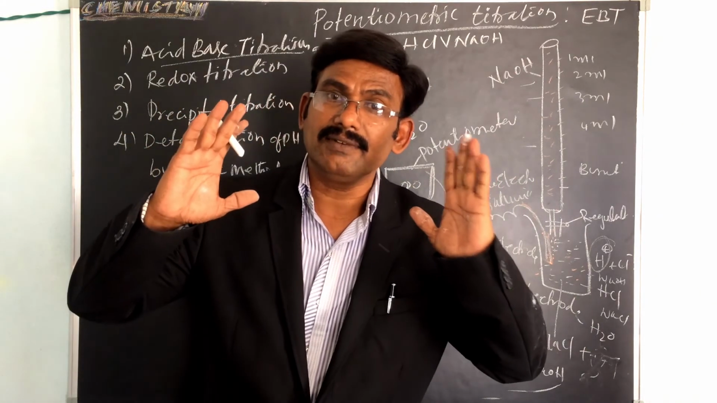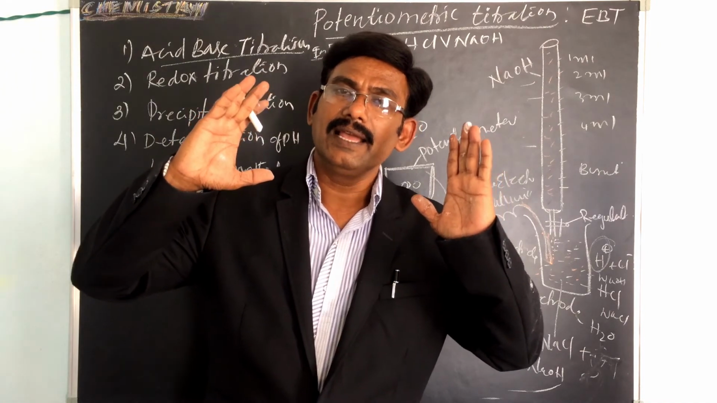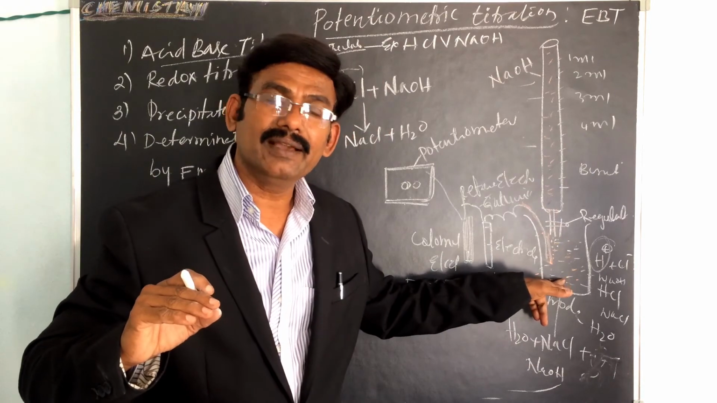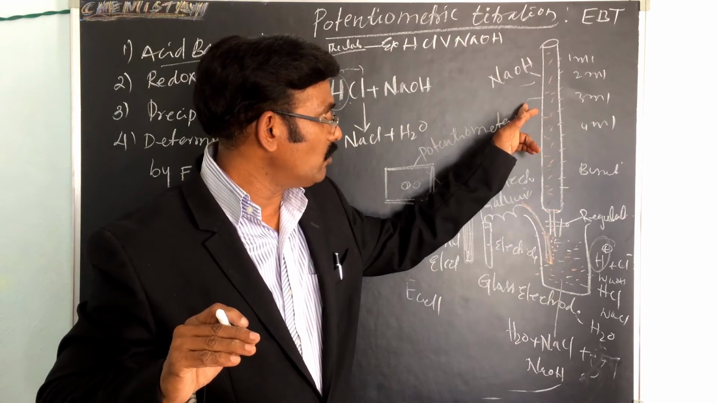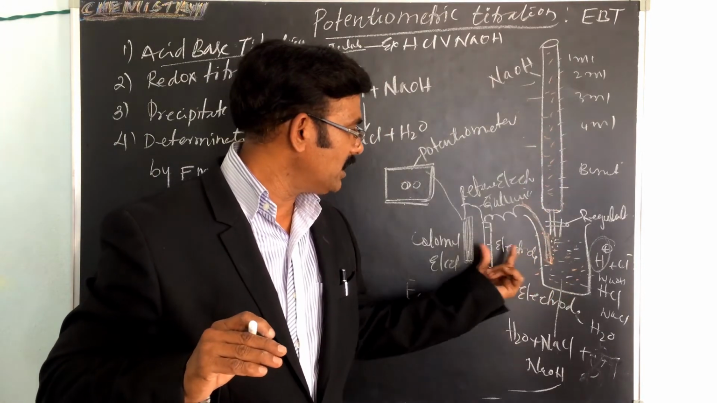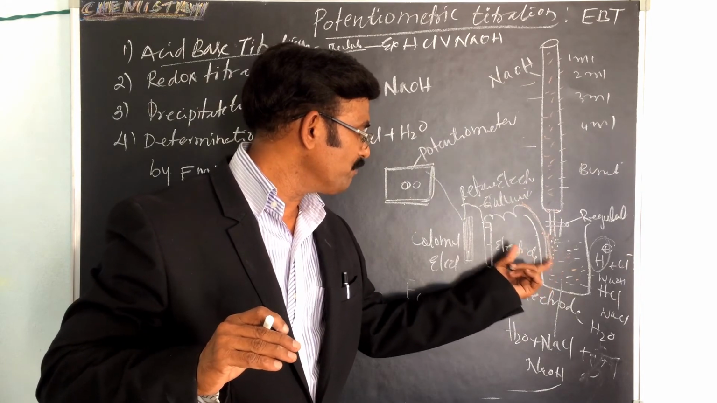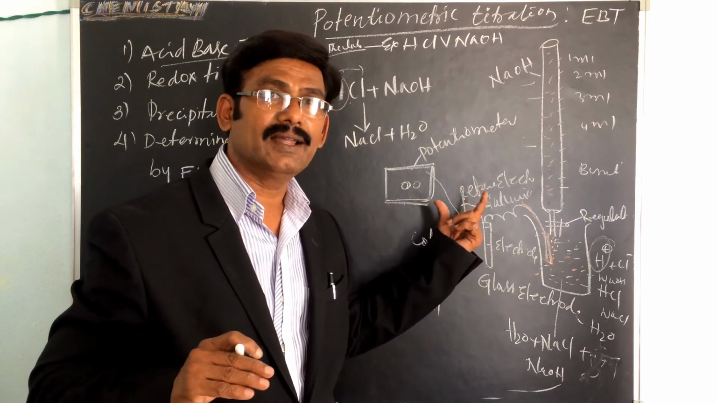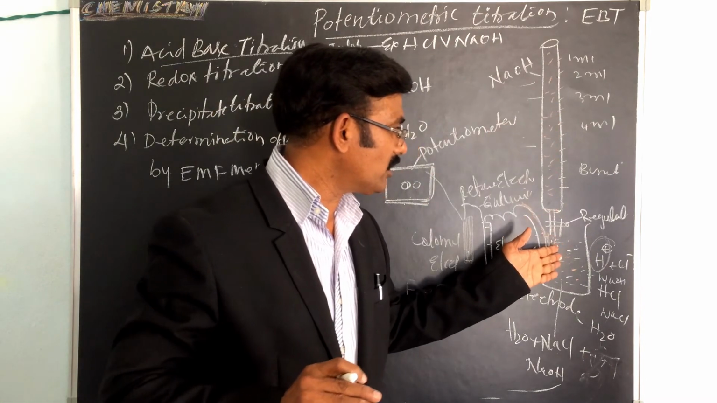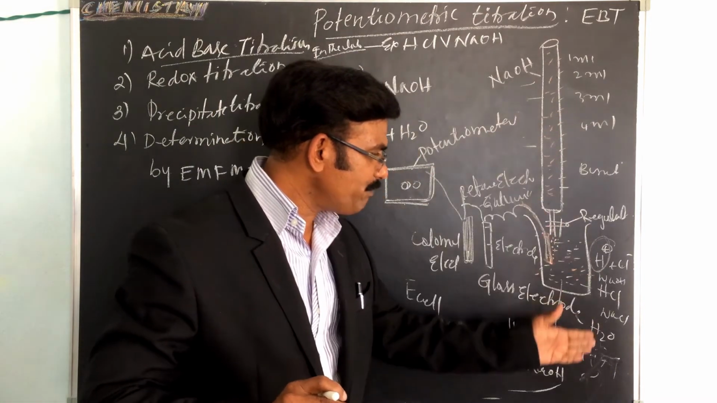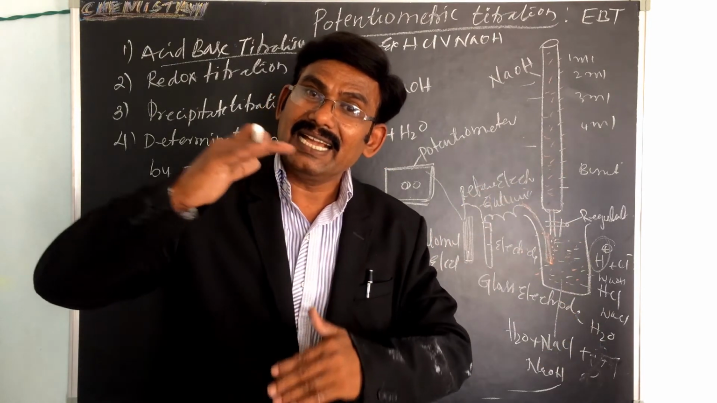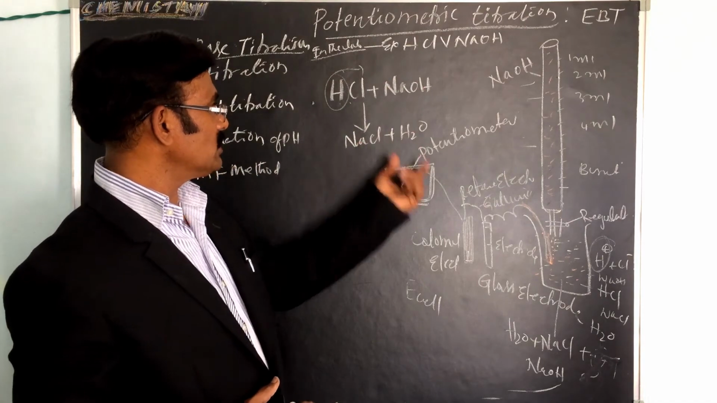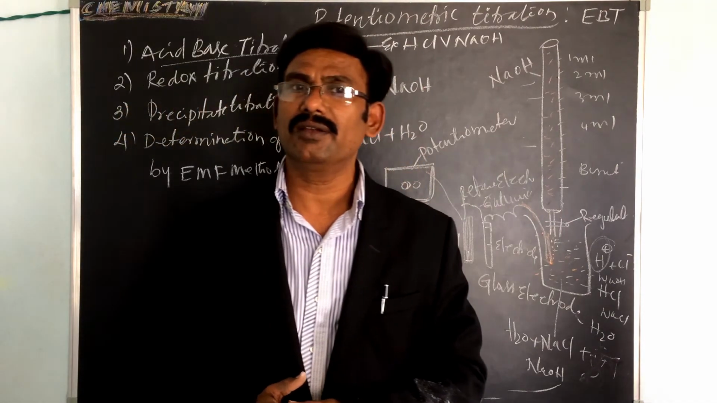Just listen once again. HCl versus NaOH. The HCl we take in a beaker, and the NaOH is taken in the burette. In the beaker, the electrode is placed, and it is connected to the reference electrode, and both are connected to the potentiometer. And what happens in the titration? The H+ ion concentration decreases slowly. HCl reacts with NaOH to form NaCl and water.